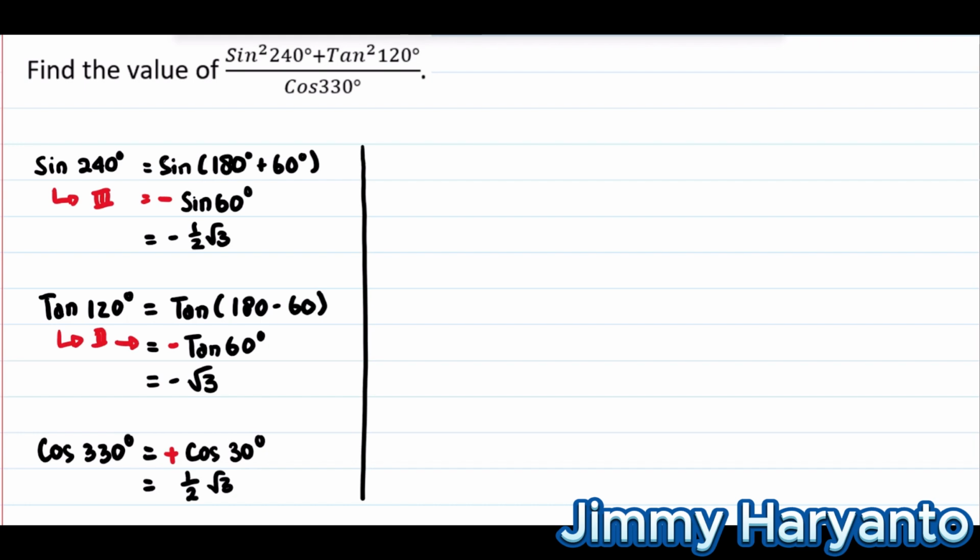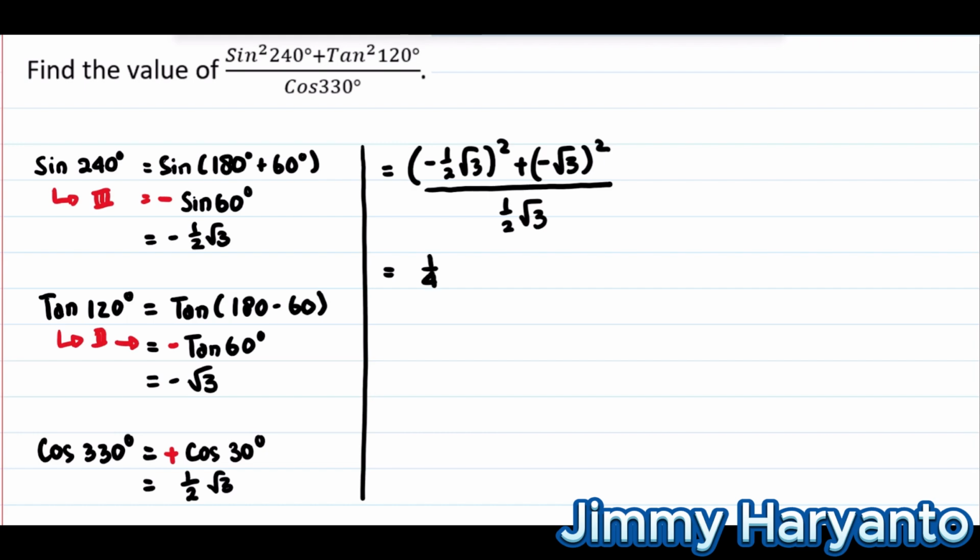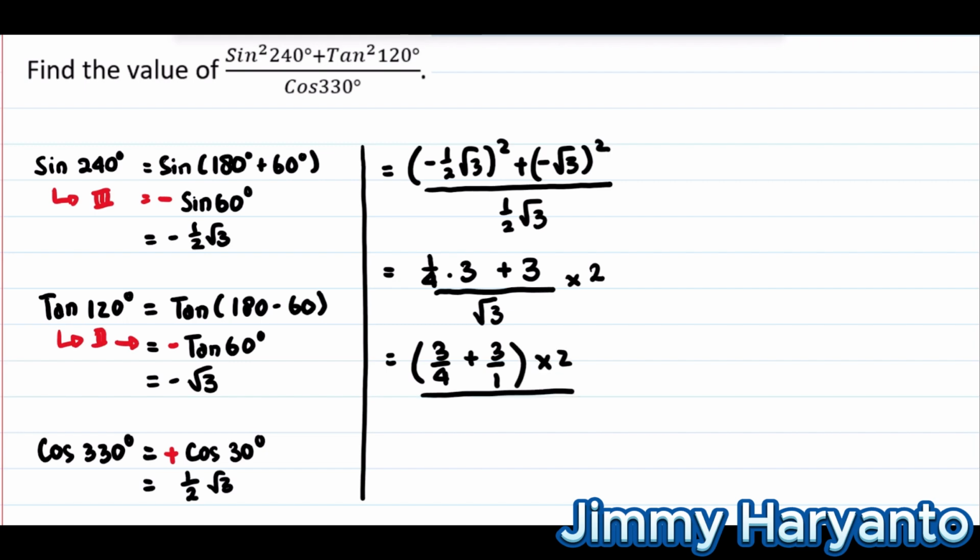Okay, let's calculate it all together. We have negative half square root of 3, squared, plus tan squared, which means negative square root of 3 squared over half square root of 3. Negative becomes positive when you square, and this one is 1 over 4. Square root of 3 squared will become 3. When you square it, this one will be positive 3 over, I will write it as square root of 3, and then multiply by 2. Okay, so we have 3 over 4 plus 3 over 1 times 2 over square root of 3.